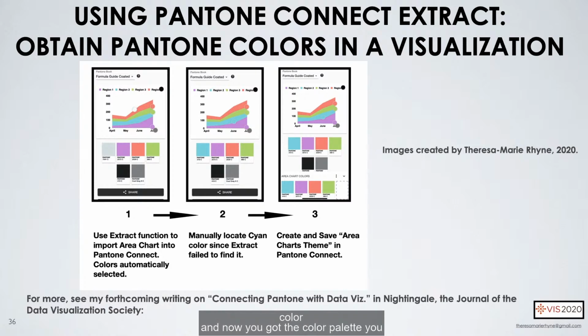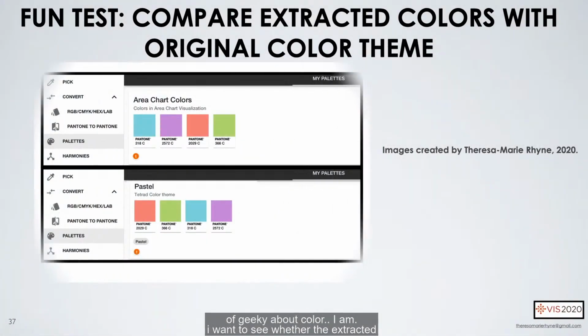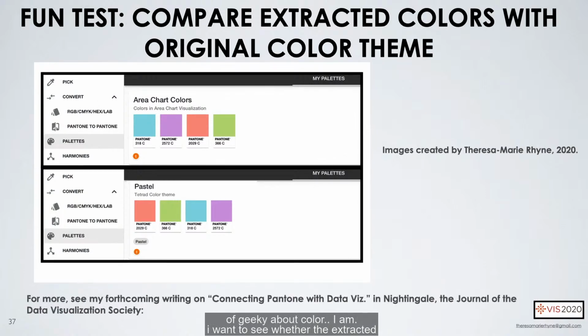And now you've got the color palette: the cyan, the lavender type purple, the salmon type color, and your green one. And now you're able to go talk to that graphic designer about the Pantone inks that they're going to use in that annual report. Now, just for fun, just because we're kind of geeky about color, I want to see whether the extracted colors that I ran through from my actual visualization example match the colors I originally designed from.